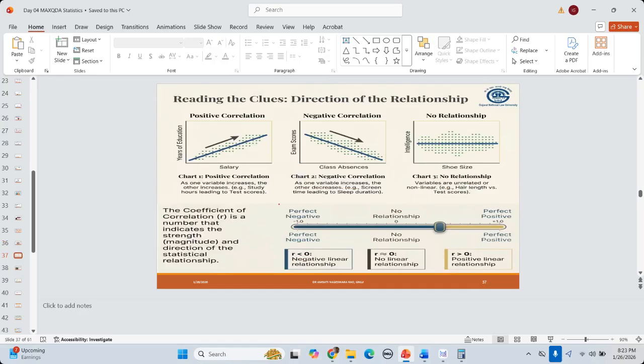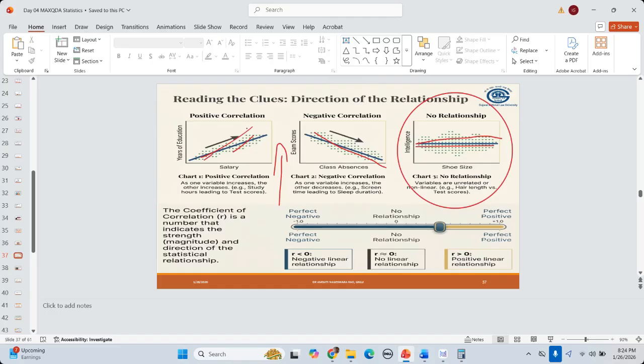Positive correlation: if one variable increases, the other variable also increases. Negative correlation: one variable increasing, the other variable decreases. And there is no increase or decrease. It's called no relationship. Whenever you get this kind of result, you can't conduct a correlation test.